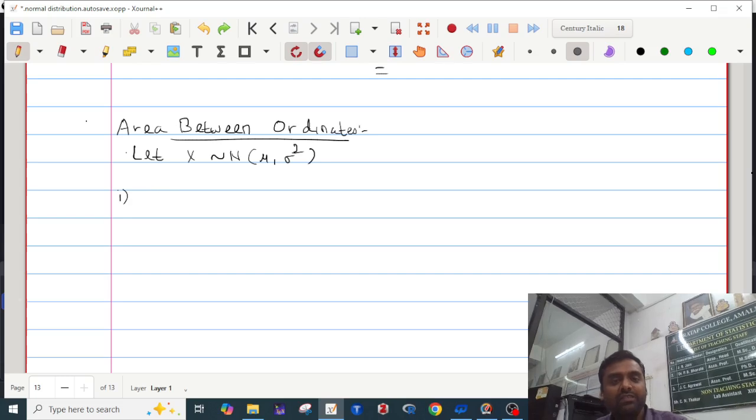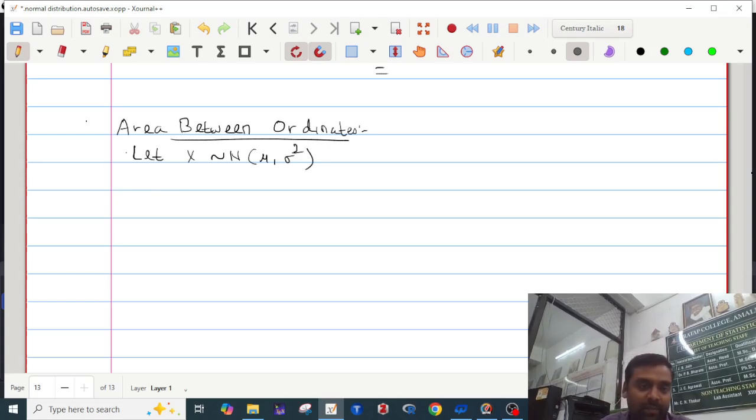So we will find this out for the standard normal distribution. Suppose x follows normal mu comma sigma square. Standardized z is equal to x minus mu upon sigma. That is, take mu equal to 0 and sigma equal to 1. So the probability of minus 1 less than z less than 1 is the probability of being between plus minus 1 sigma.